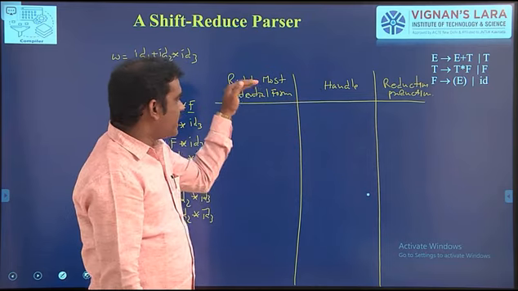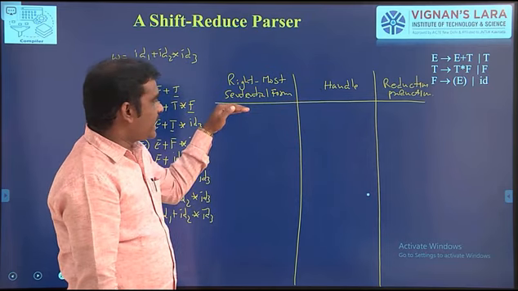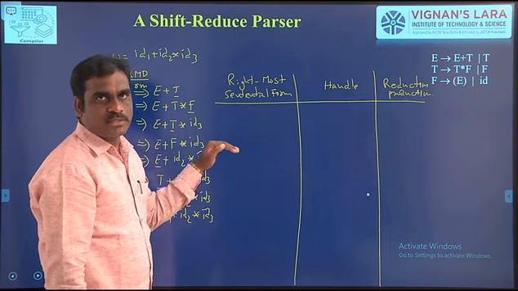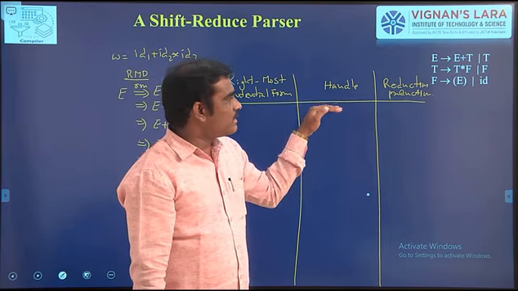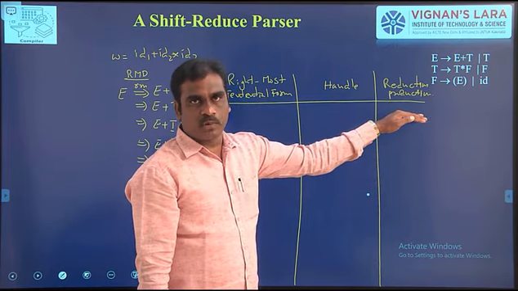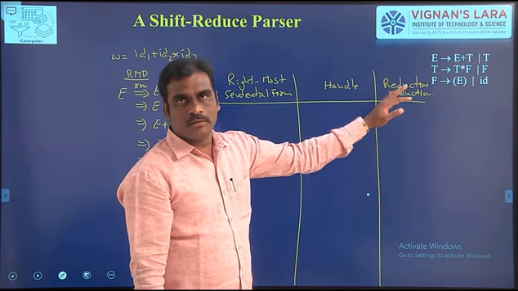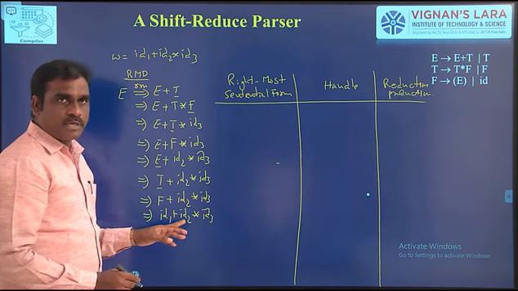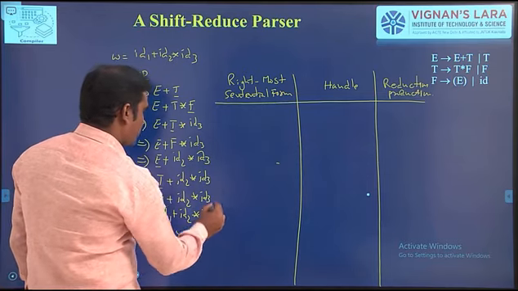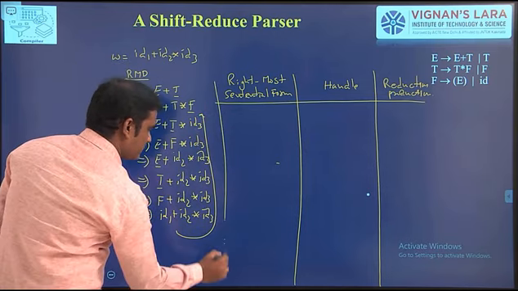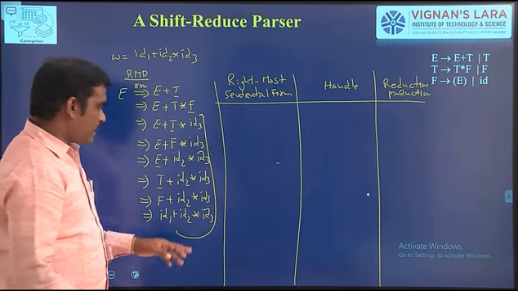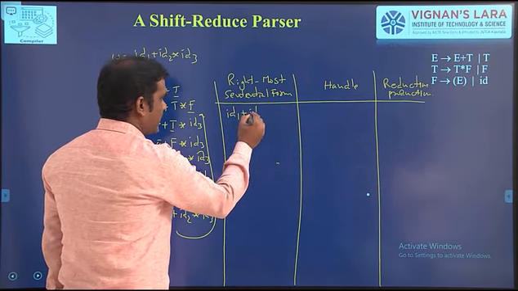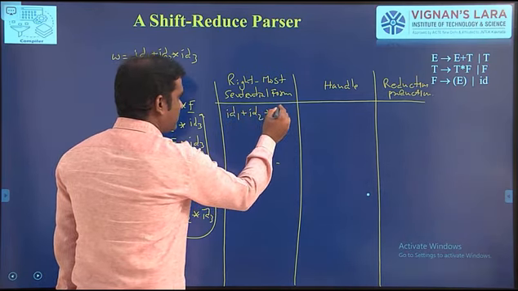and the second one is the handle. Handle means in each step we take one input symbol and that symbol is replaced with some production. So that is the reduction production. So here it starts with ID1 plus, so this is the reverse of rightmost derivation. So it starts with ID1 plus ID2 star ID3.